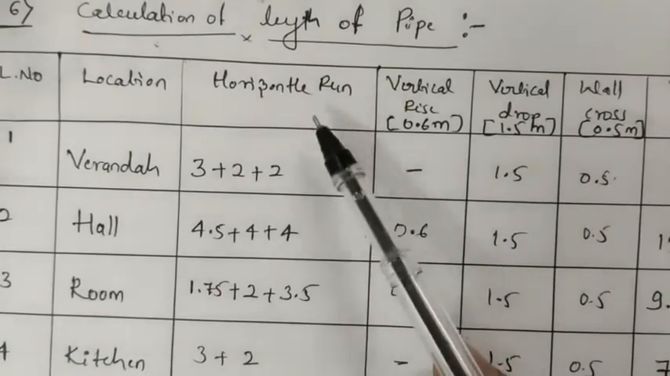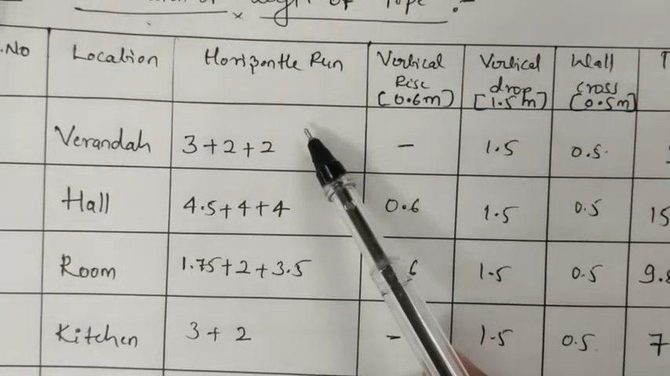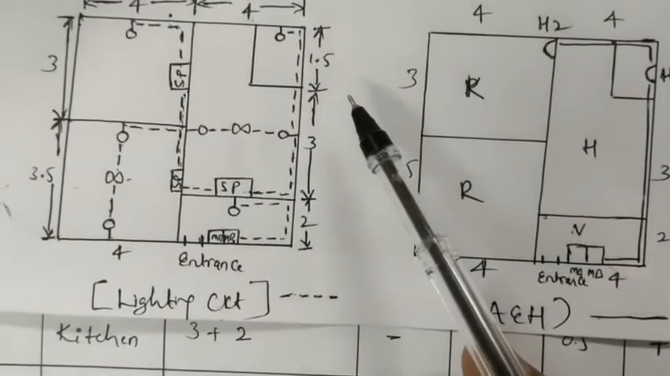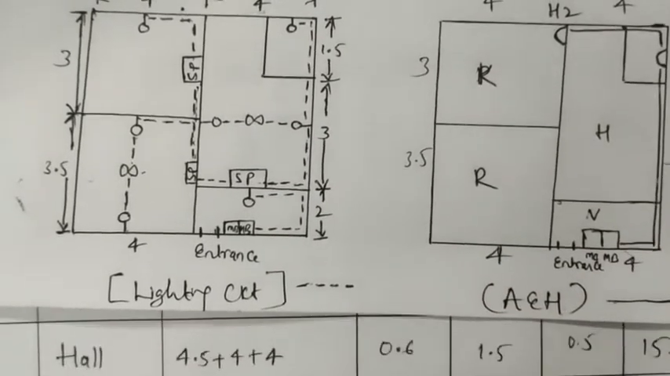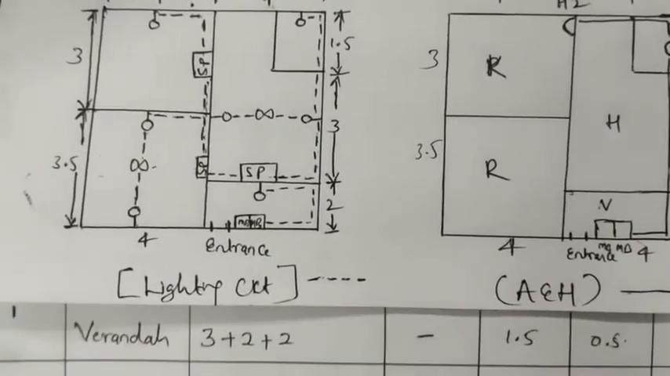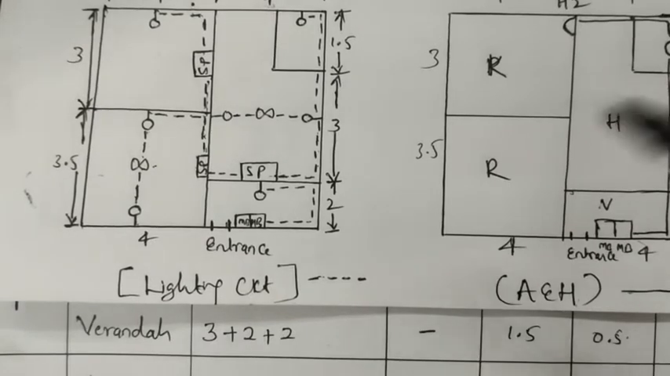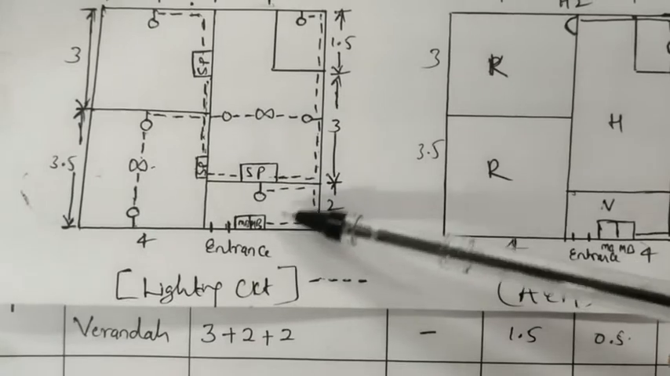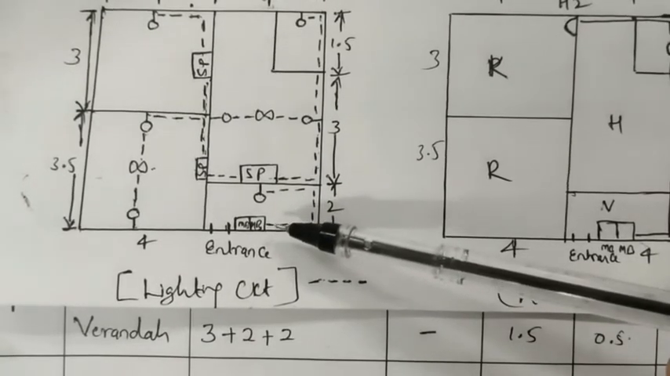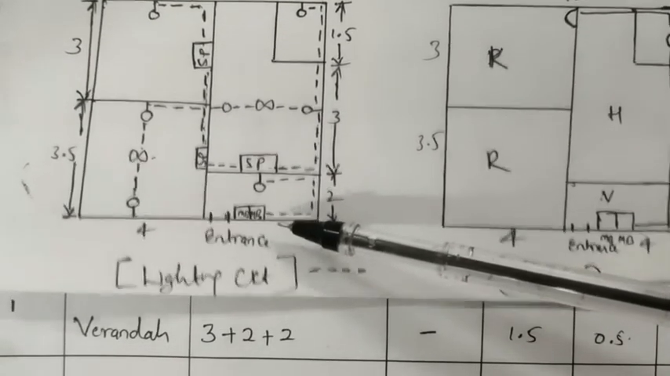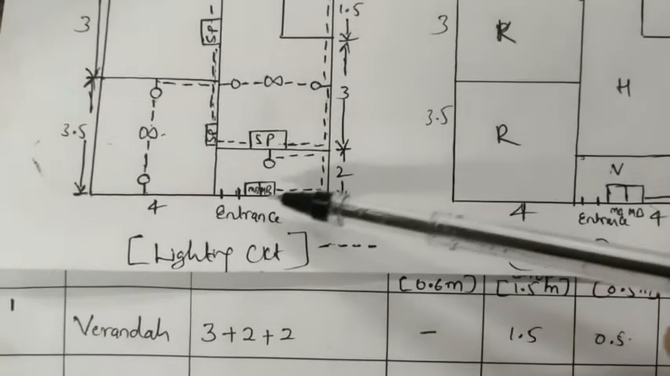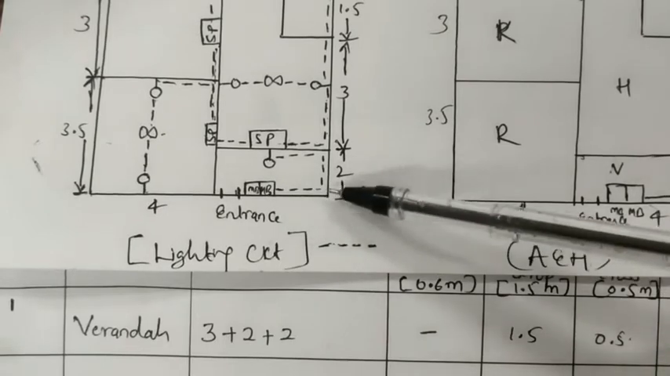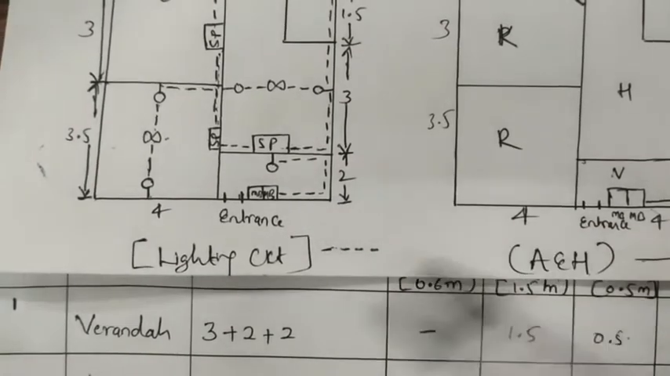And now look at the horizontal run. To write the horizontal run, we require the circuit diagram, that is the single line diagram. So here you can see, okay, first location is the veranda. With reference to this wiring diagram, all the dotted lines indicated in the wiring diagram are equal to the horizontal run. Here you can see from meter board to main board and main board up to this point, this is given as 4 meter.